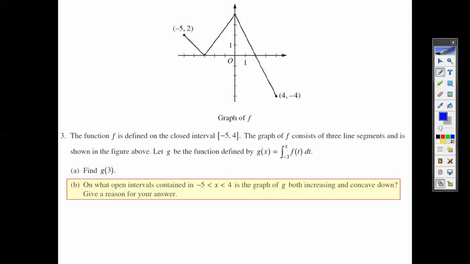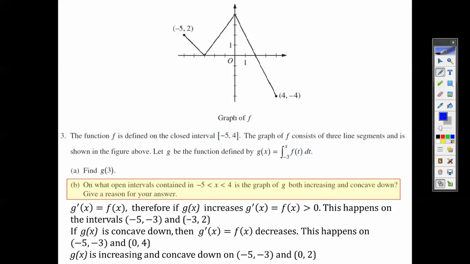Well, what intervals is the graph of g both increasing and concave down? So what did we say about g? G prime was f. So g increasing means g prime is positive, and concave down means g prime is decreasing. So we want something that's above the x-axis and decreasing. So from -5 to -3 probably, and then 0 to 2. So right here, positive and decreasing. So 0 to 2.